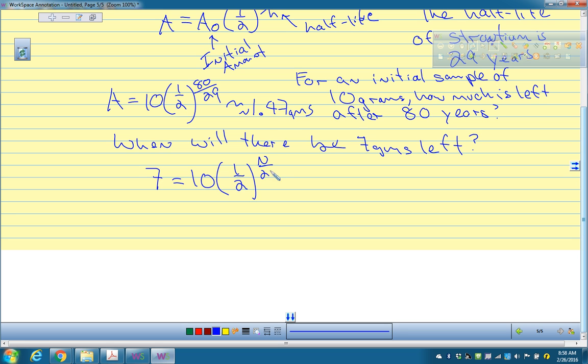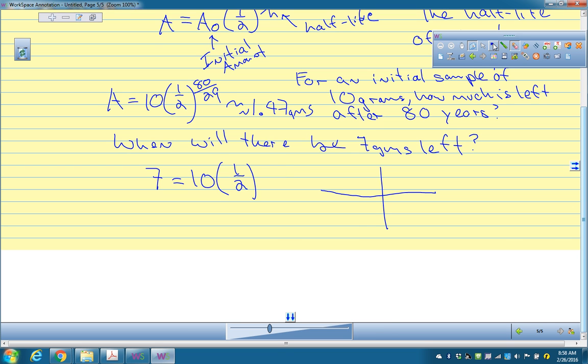The exponent is t over 29. Since we don't know how to solve this yet, we will in a second, in a couple of problems, once we're solving exponential equations. But if it's a half-life problem, it's going down. So this is a decreasing exponential function, which goes down like this. At this point, the only way you know how to solve it is to graph the line y equals 7 and see where they cross. But we will learn how to solve it with logarithms.